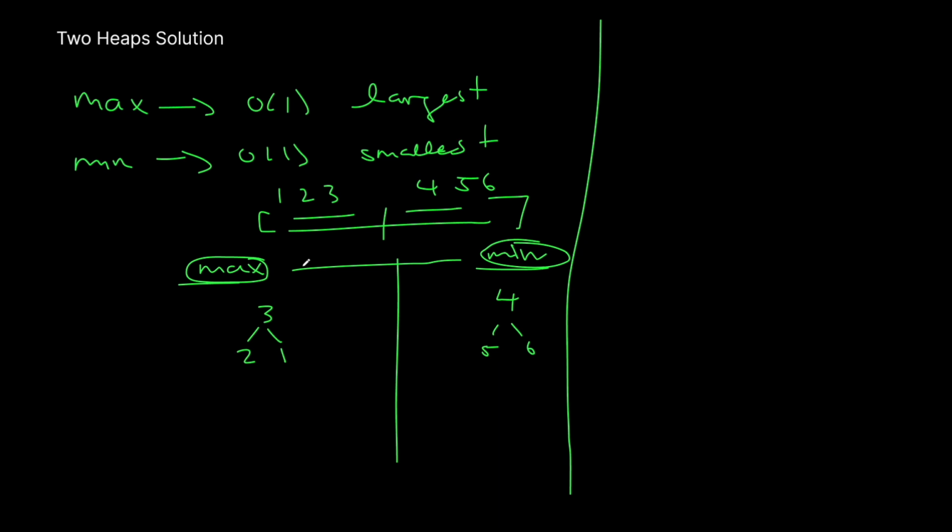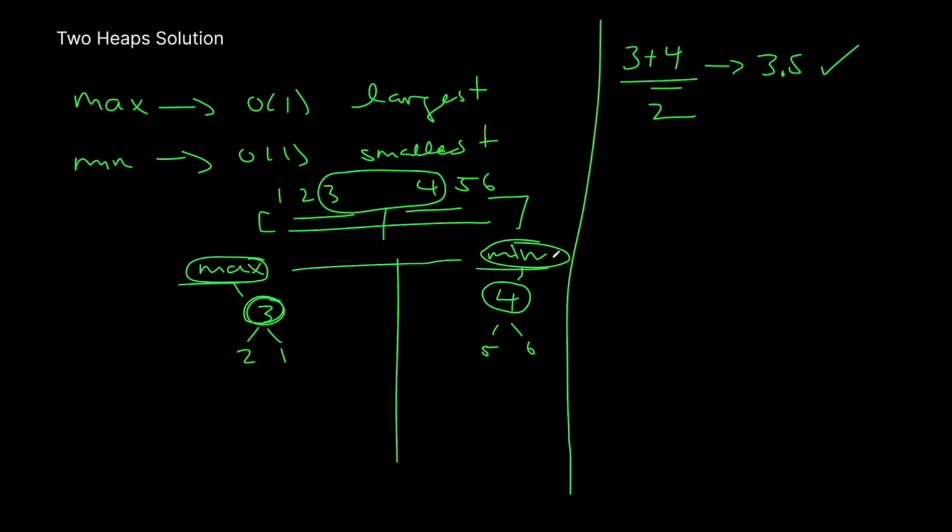All we would need to do is take the average of this 3 and 4. Wait a minute, this just happens to be the top element of our max heap, and this 4 is the top element of our min heap. So to find the average, all we need to do is take the top element of our max heap, so this is going to be 3, and we're going to add it to whatever the top element of our min heap is, and then divide by 2. Bam, we have 3.5 as our median. See why we use heaps?